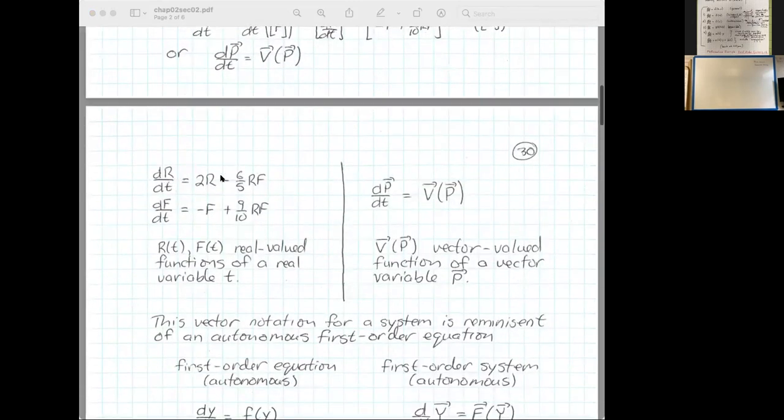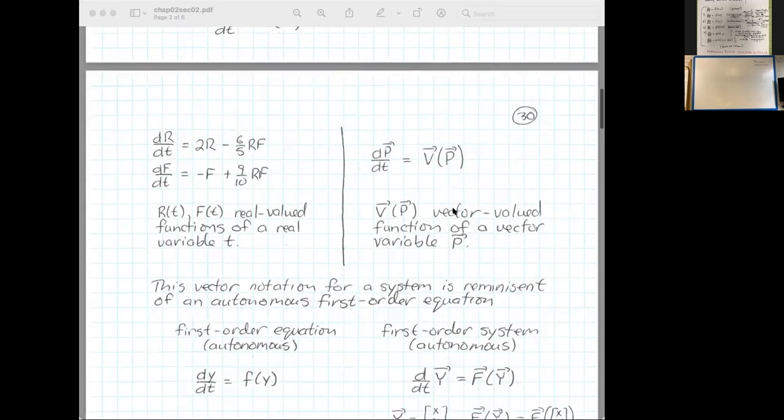Look at them side by side. The system where I write the components separately and the system where I write the components economically. There's no difference between these two presentations. I'm just on the right-hand side focusing more on the concept. On the left-hand side, focusing more on the details. The R and the F are the components of the population. And these functions for dR/dt and dF/dt are the results of the vector field on that population vector.